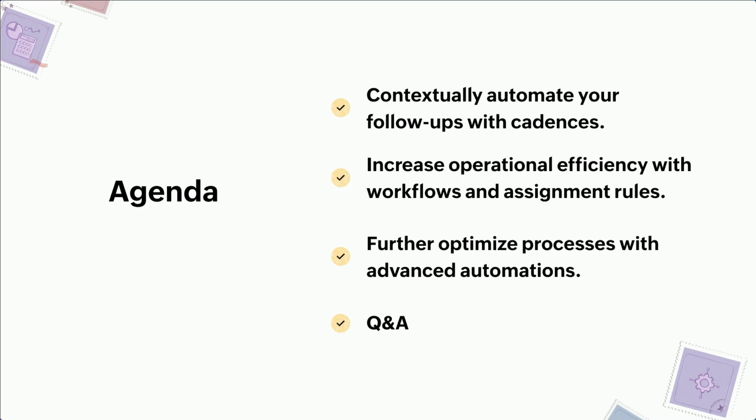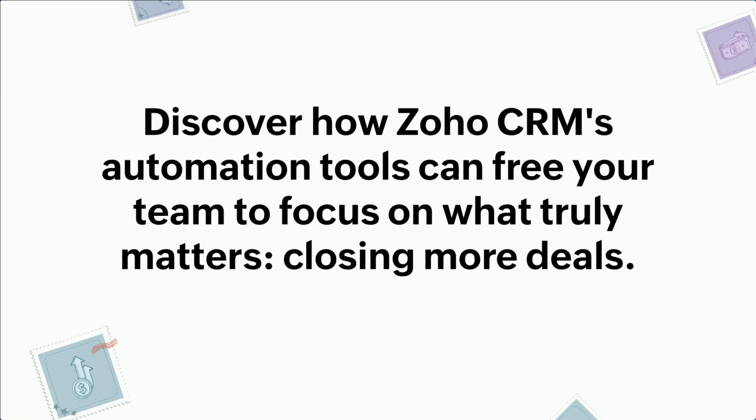So our agenda for today, we're going to talk about how we can contextually automate our follow-ups using cadences in the CRM. Then we're going to move on and talk about increasing our operational efficiency using workflow rules and assignment rules. And we're going to finish on talking about further optimizing our processes with advanced automations. Specifically, we're going to cover custom functions and client scripts. Let's discover how Zoho CRM's automation tools can free your team to focus on what truly matters for your business, and that's closing more deals.